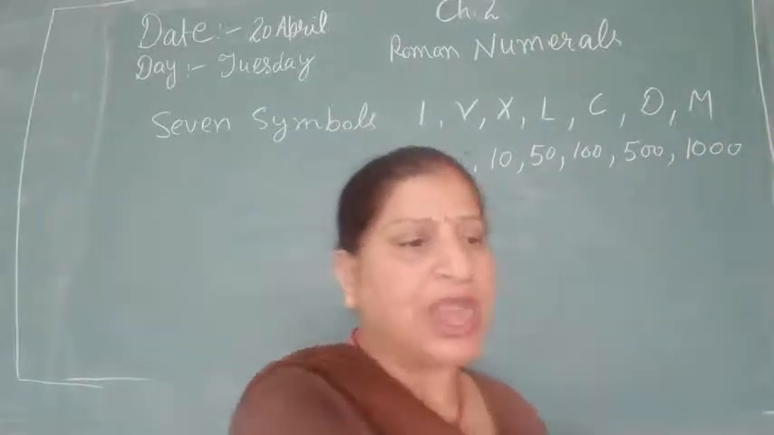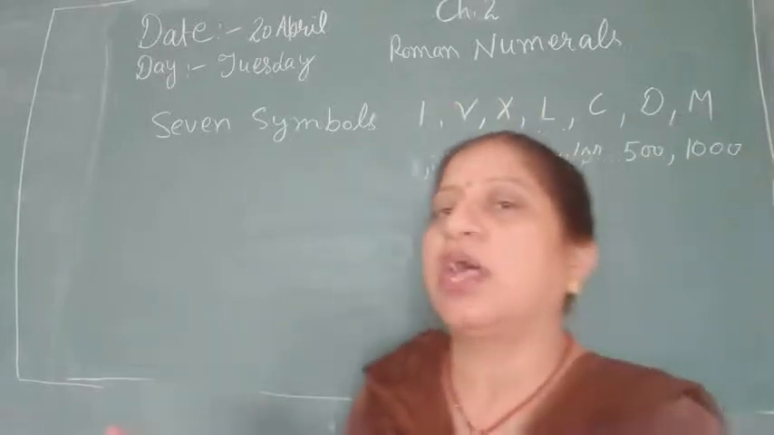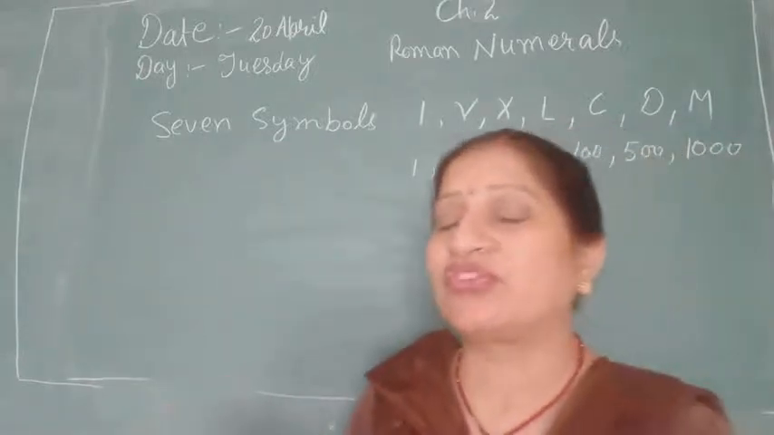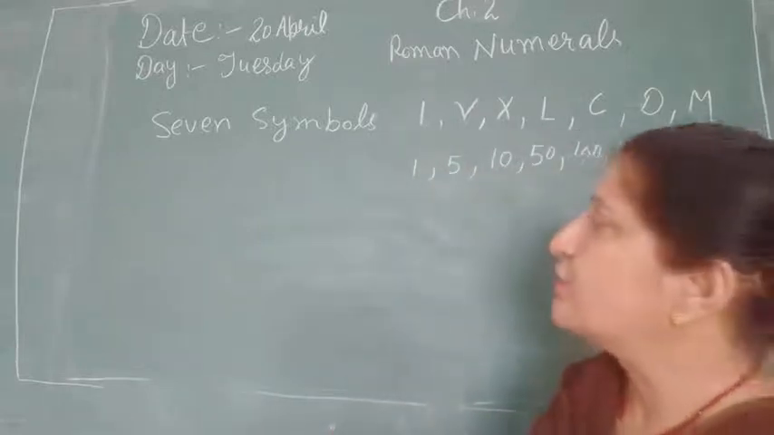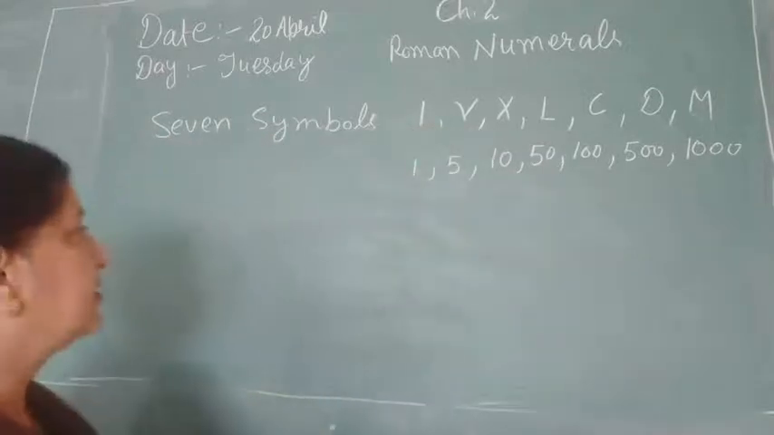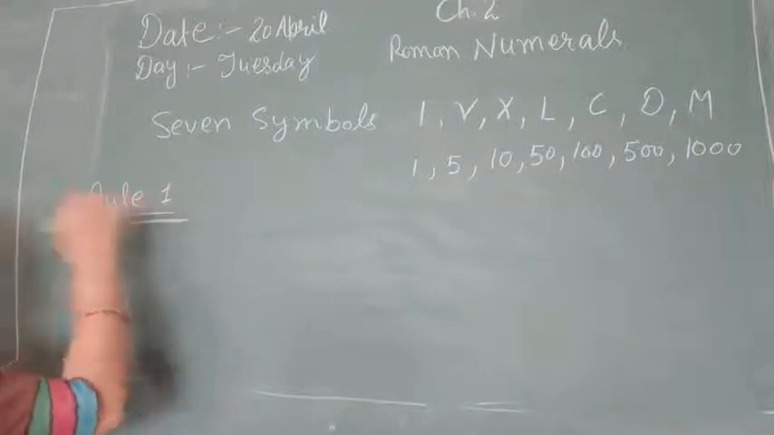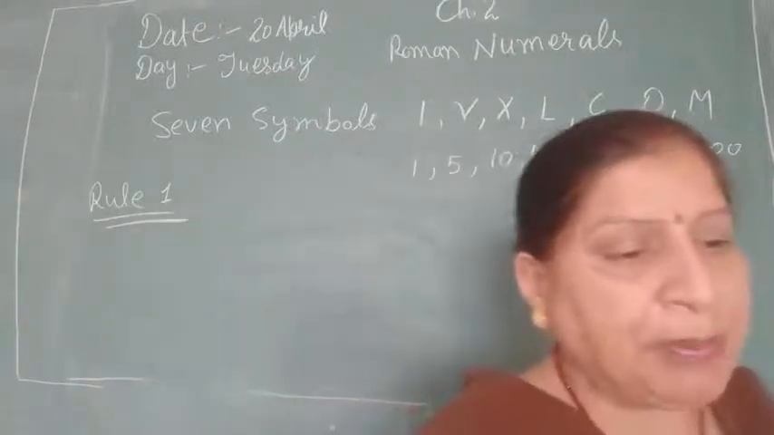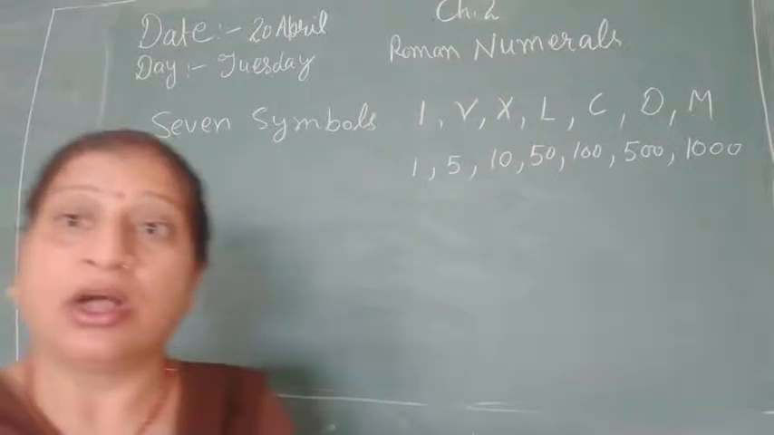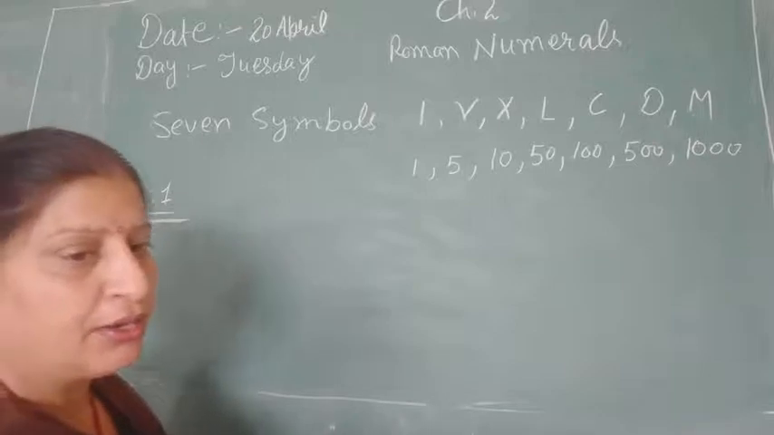Clear this one? Now, when we use these symbols in writing any number, we have to follow some rules. Let us see what the rules are. Rule number 1 is that repeating of a numeral means addition. When we repeat a Roman numeral, it means we add the numbers.